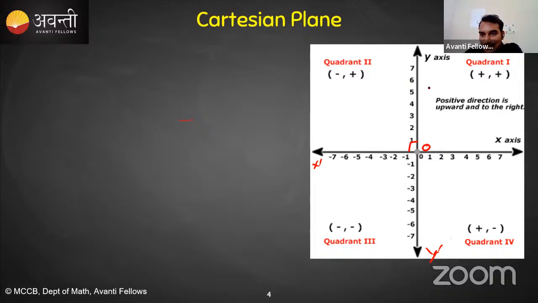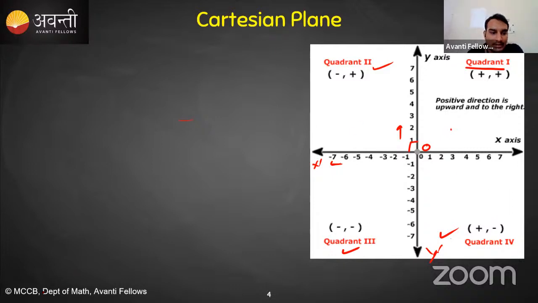When x and y are positive, it is known as the first quadrant. If x is negative and y is positive, this is known as the second quadrant. If x is negative and y is negative, then it is the third quadrant. And if x is positive but y is negative, then it is the fourth quadrant, right?